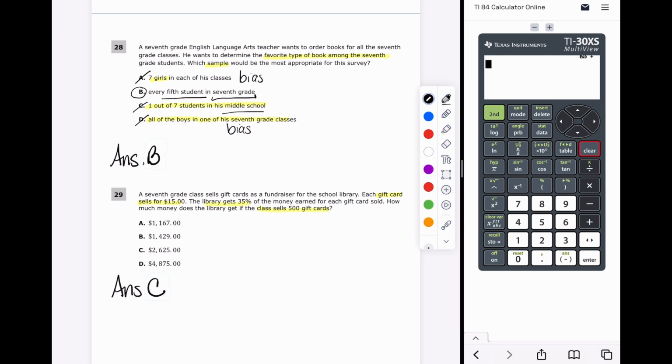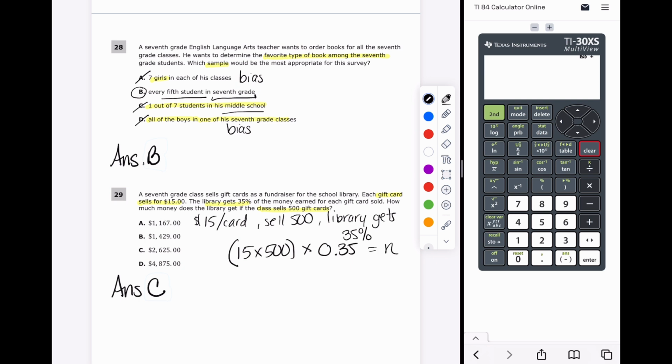Okay, so cards are $15 per card. They sell 500. And the library gets 35%. All right, so first, how could I represent this? I know I'm going to do 15 times 500 to get the cost of the card. And then I'm going to multiply this by 0.35 because I want 35% of that number. Okay, that's going to give me the number that I want.